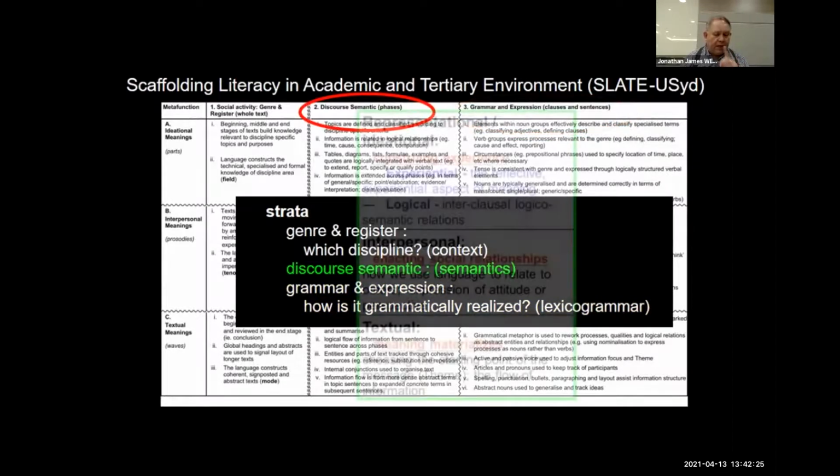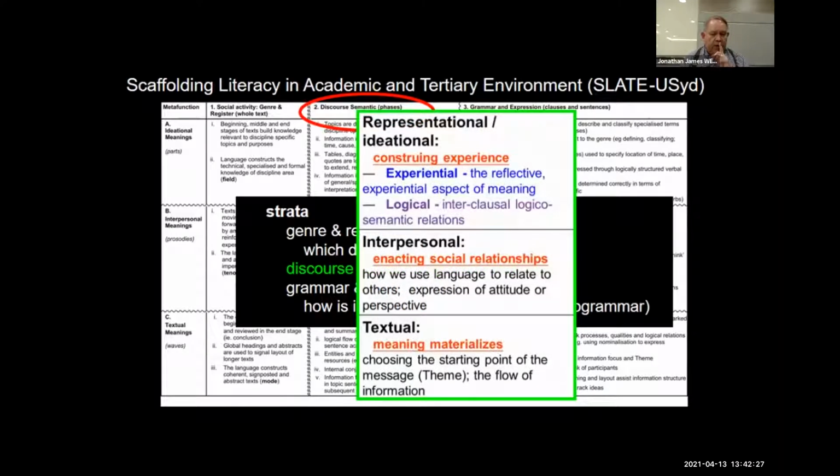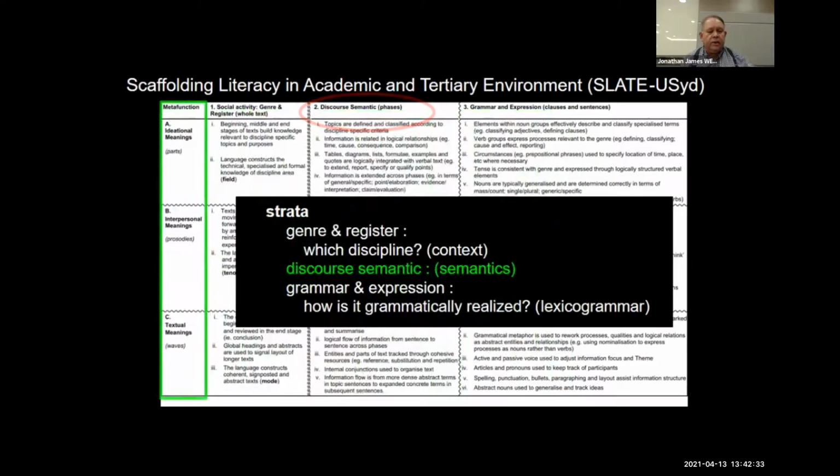Now come back to the semantics, meaning. And that we've looked at, we've said ideational, interpersonal, textual. Now, notice that is what's the rows. We have ideational meaning, interpersonal meaning, textual meaning. Now that's our 3x3 matrix.